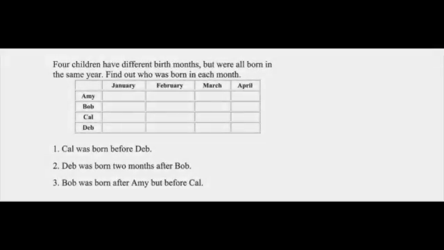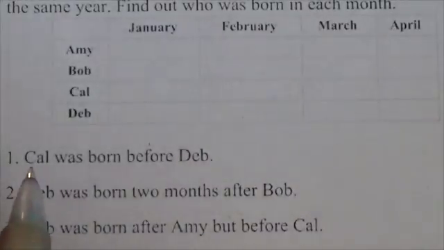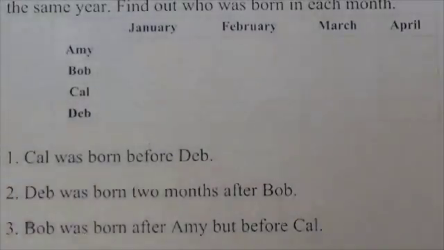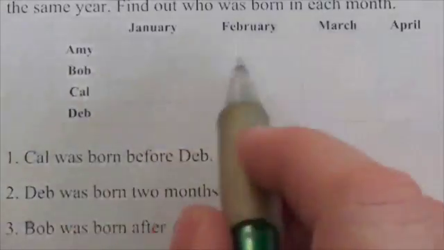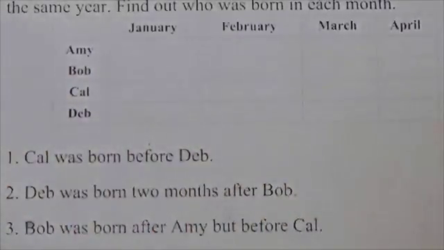4 children have different birth months, but were all born in the same year. Find out who was born in each month. Okay, well, to fill this in, let's take a quick look at the rules. Cal was born before Deb. Well, that really doesn't give me much information. I mean, there are a few different ways that could happen. So, yeah, we'll come back to this one.